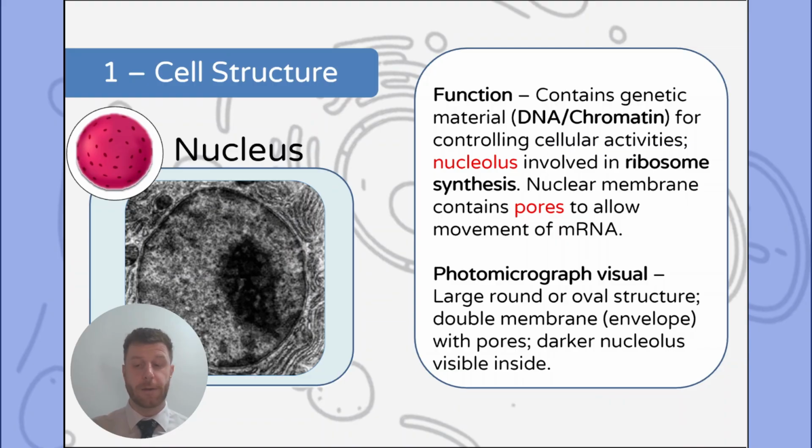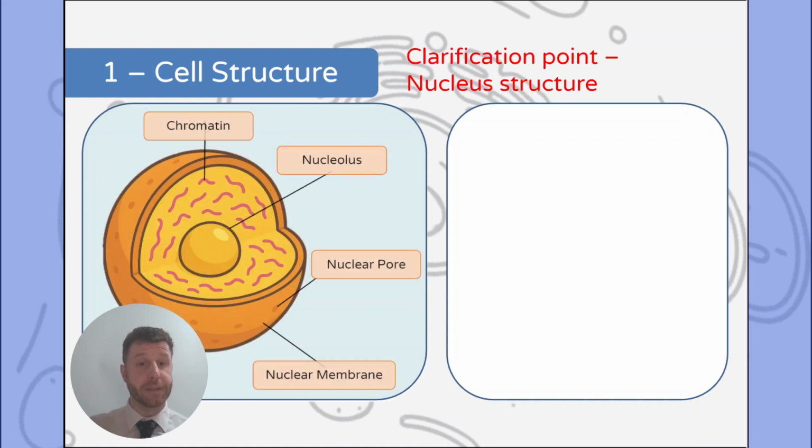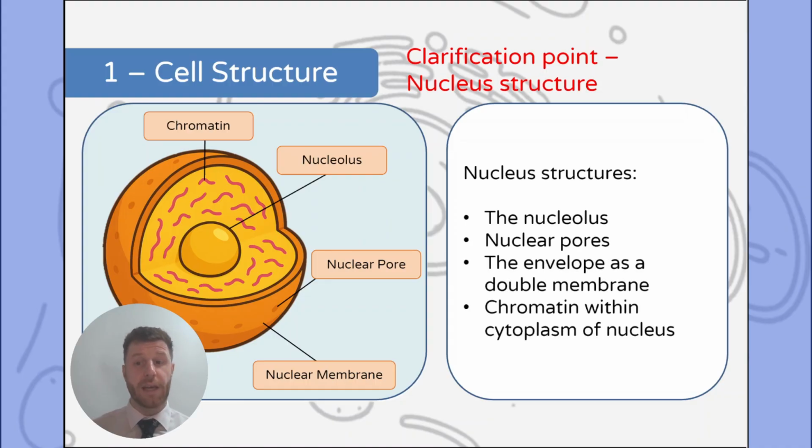which is what's going to carry out all of that ribosome synthesis. To help you make sure that you've got all of that nailed down, here's a quick clarification point. This is the structure of the nucleus that you need to know, with chromatin or DNA, the nucleolus in the center, and a nuclear membrane with nuclear pores outside. And if you wanted to make a note, here are your structures that must be remembered, okay? The function is on the previous slide, but this is an important one because it does come up often and it's quite different to our IGCSE.